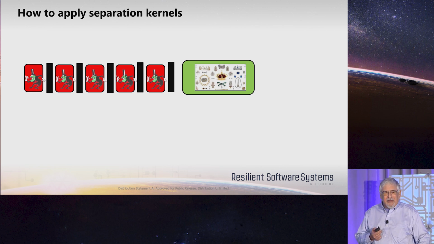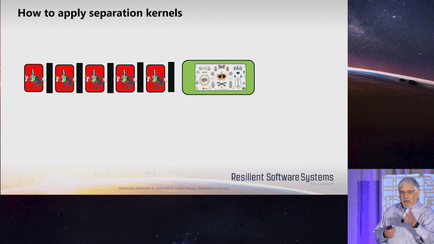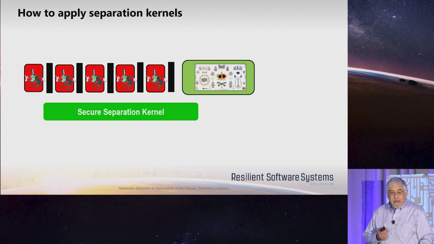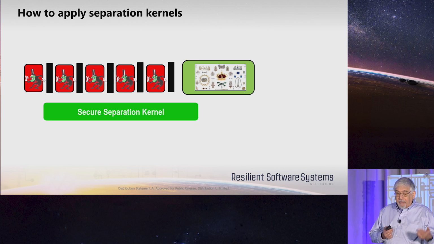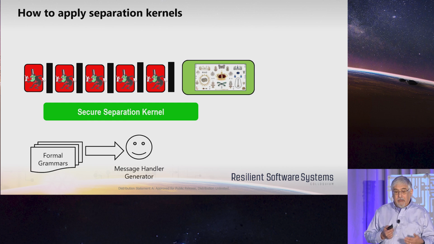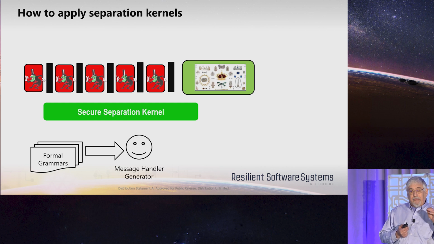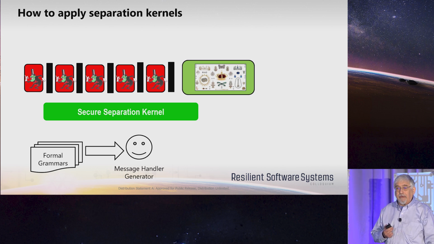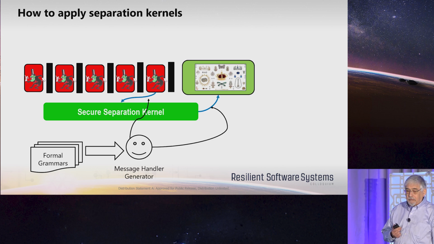Now, your separation kernel allows you to partition all of these off, one from the other, so that all of these things with the problems in it can't get to the crown jewels. They may die, you may need to restart them, but it doesn't matter. And the second step is that you formally specify the grammars for the messages that can be passed between them, and you use message handler generators to generate the code that takes care of those.